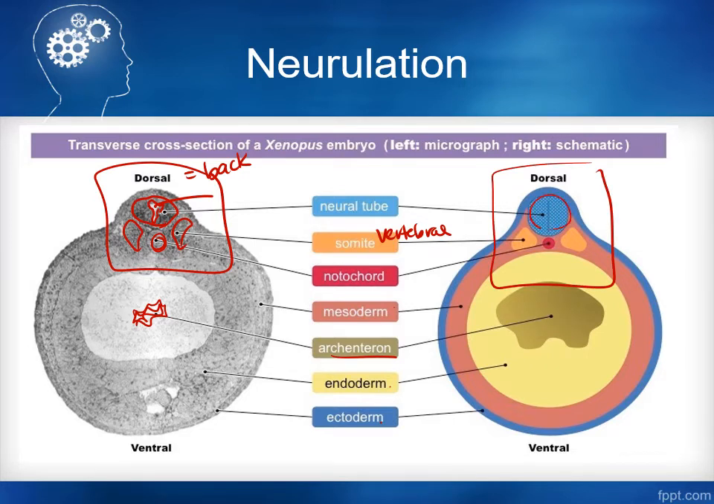What we care about the most is this stuff right here. We've got our neural tube, which is going to develop into spinal cord and brain. Somites are going to develop into vertebrae, those bones of our backbone, and muscles and tendons that hold those bones in place. And then notochord is what's going to stimulate all of that differentiation to start.